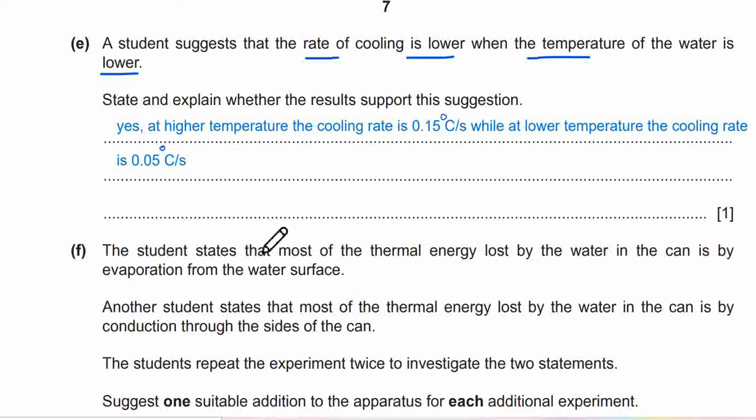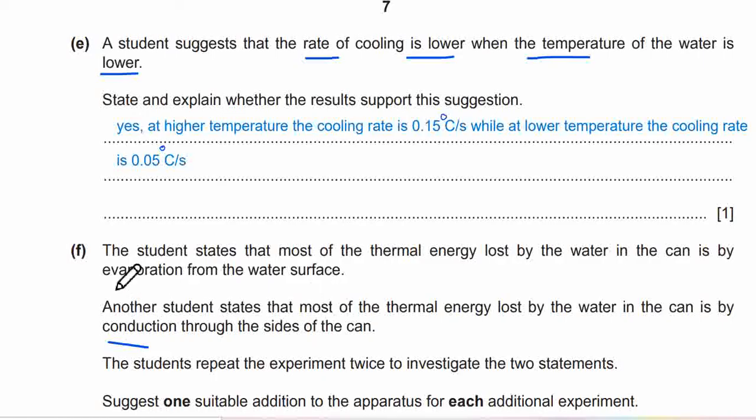Question F. The student states that most of the thermal energy lost by water in the can is by evaporation from the water surface. Another student states that most of the thermal energy lost by water in the can is by conduction to the sides of the can. The students repeat the experiment twice to investigate the two statements. Suggest one suitable addition to the apparatus for each additional experiment.